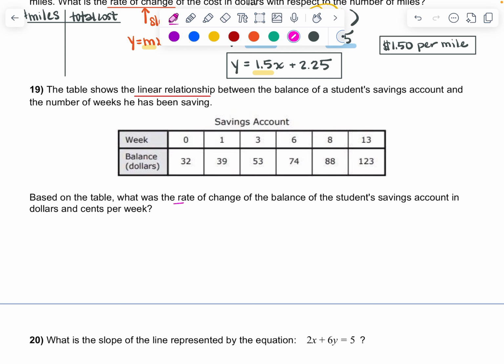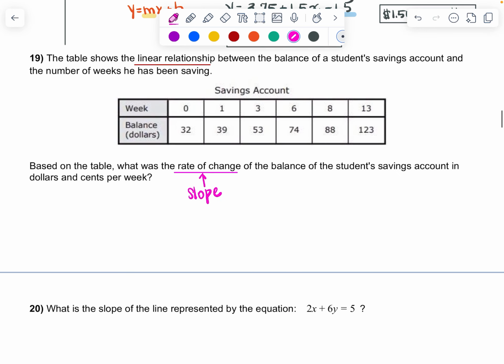It says, based on the table, what is the rate of change? Well, we just talked about this, right? Rate of change is the slope. But they didn't give me an equation to work with. They gave me a table. So remember, you could do one of two things. Number one, go grab 2 points. Any 2 points from the table, it doesn't matter, right? If you want to pick 0, 32 and 1, 39, right? Just go pick any 2 points and then use your slope formula. This is option number 1.